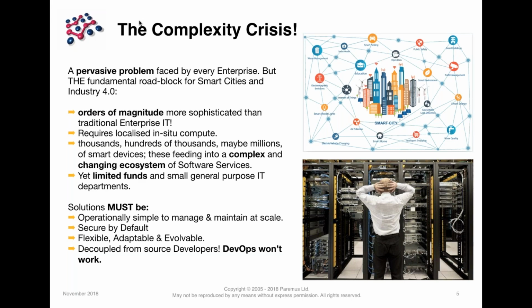In smart city environments, there may be thousands, hundreds of thousands, or millions of devices feeding into a complex and interrelated ecosystem, which is changing over time. Citizens' requirements will change over time. Transport systems, monitoring systems will upgrade and evolve over the lifetime of the city, which is many hundreds of years. And yet, these cities have limited funds.